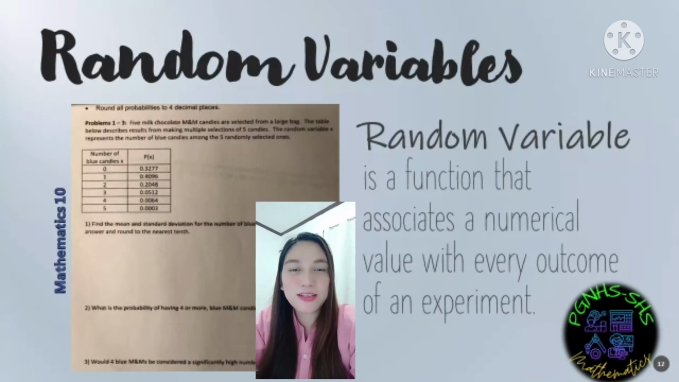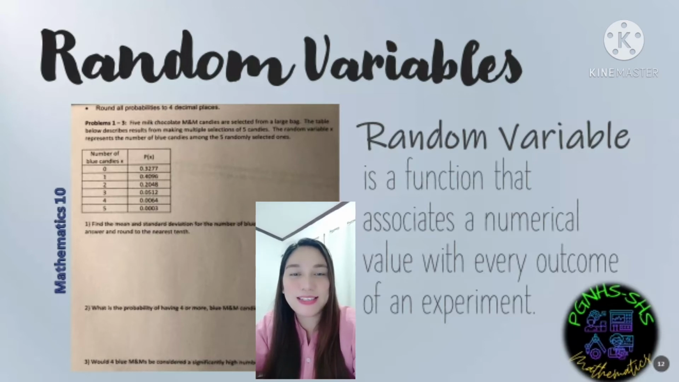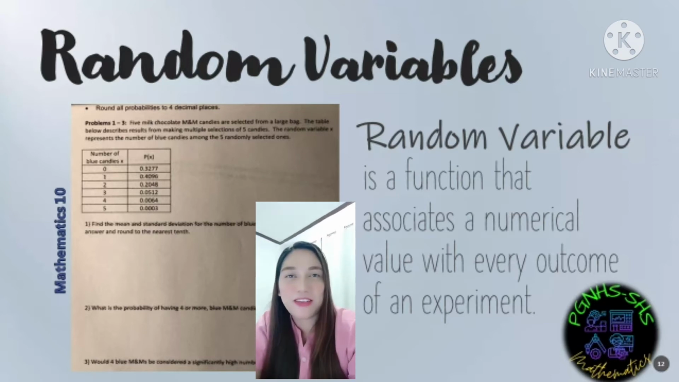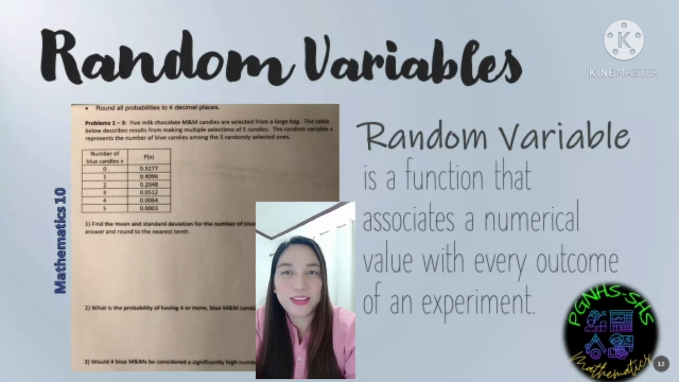Random variable is another important concept introduced in statistics in Mathematics 10. In our given example, the number of blue candies is a random variable. It is a function that associates a numerical value with every outcome of an experiment. Its domain is a sample space, and its range is some set of real numbers.